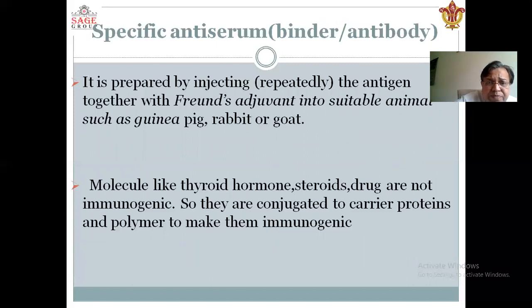Antibody is produced by injecting the antigen together with Freund's adjuvant into a suitable animal such as guinea pig, rabbit, or goat. Molecules like thyroid hormones or steroid drugs are not immunogenic, so they are conjugated to a carrier protein or polymer to make them immunogenic.